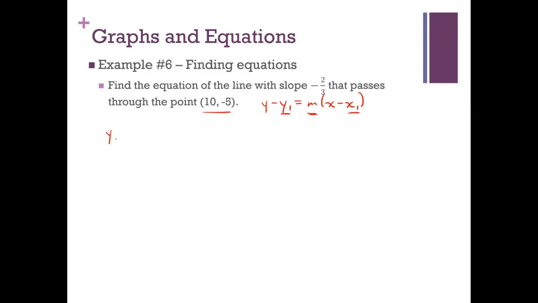So in this case, what's y1 going to be? Negative 5. The slope is going to be negative 2/3. And x1 is going to be 10. So let me do some simplifying. y plus 5 equals negative 2/3 times x minus 10.